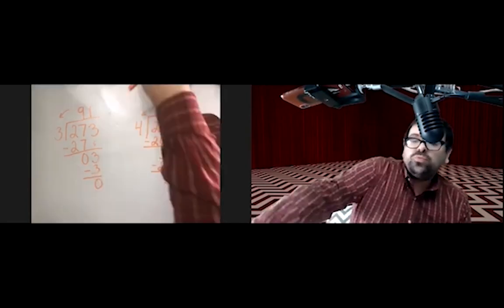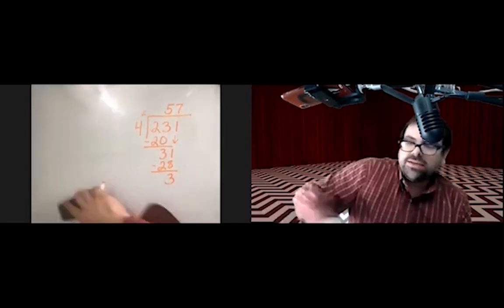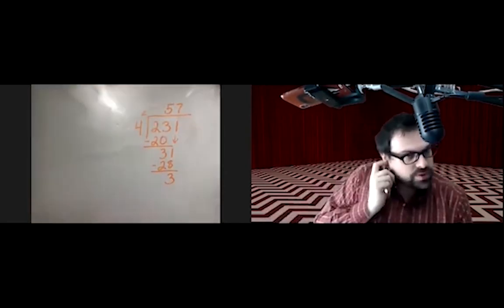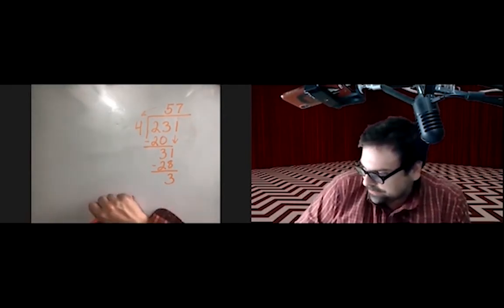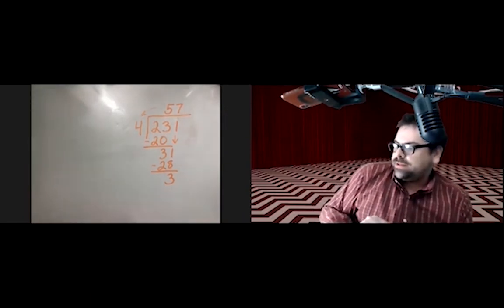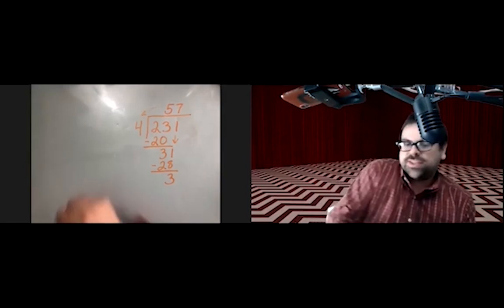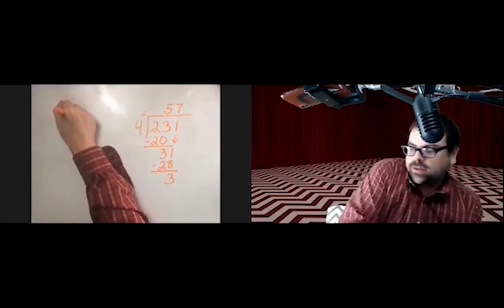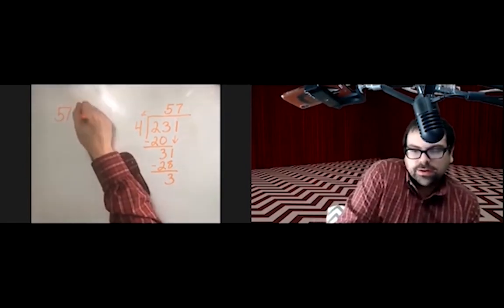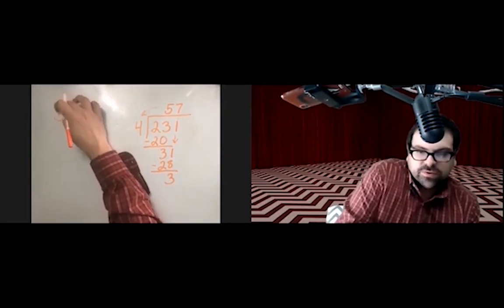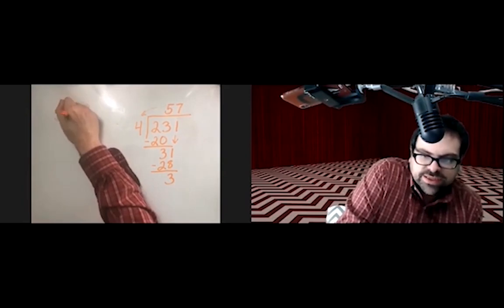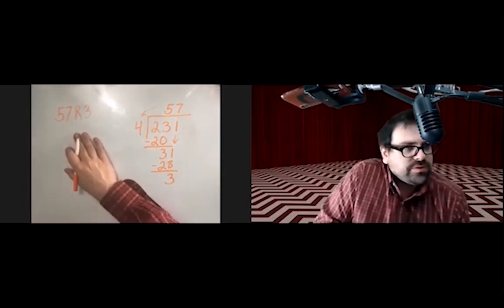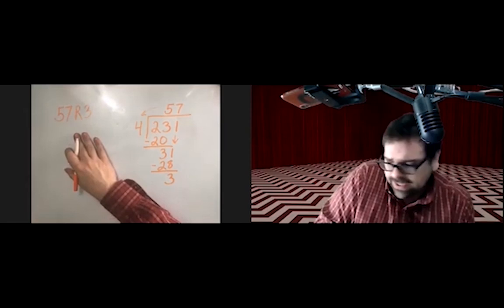So there are a few ways that we know to deal with a remainder when we're dividing. One of them is to just write 57 R3, 57 remainder 3, as an answer. But once we start learning fractions and decimals, we no longer use 57 R3.